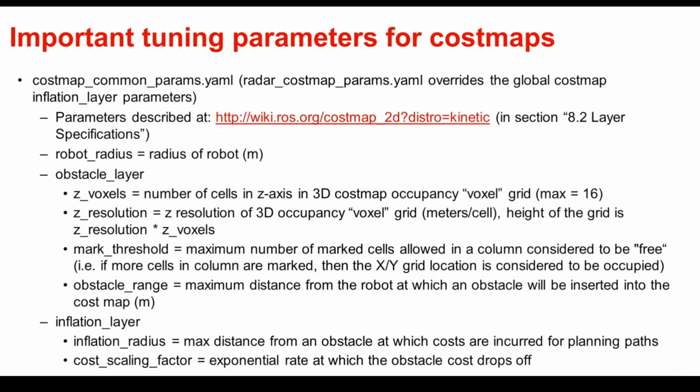The cost scaling factor is the exponential rate at which the obstacle cost for that path planning purpose drops off as you go away from an obstacle. Both of these parameters will affect the path planning of the robot and determine how close or aggressively it gets around obstacles.